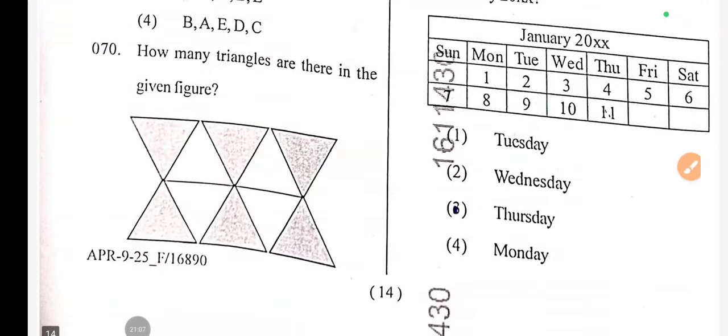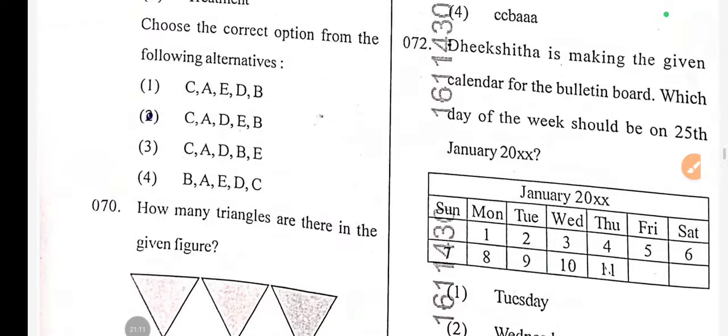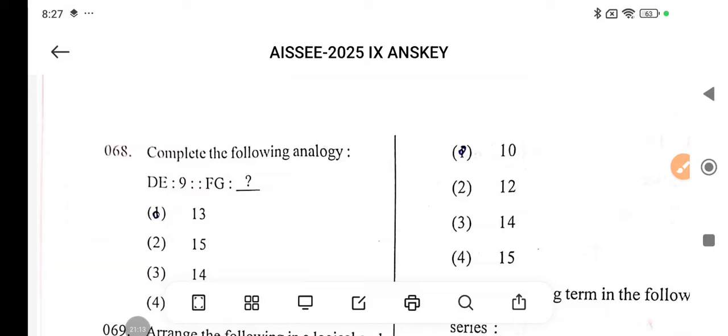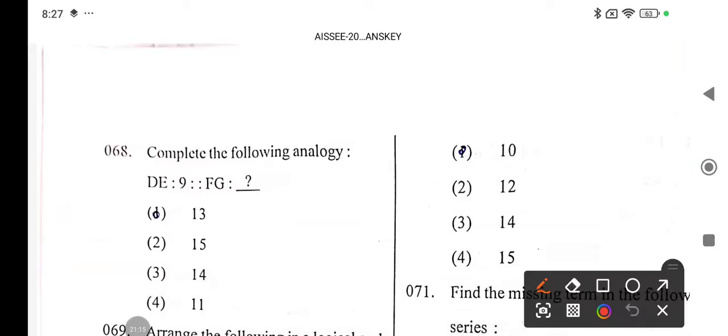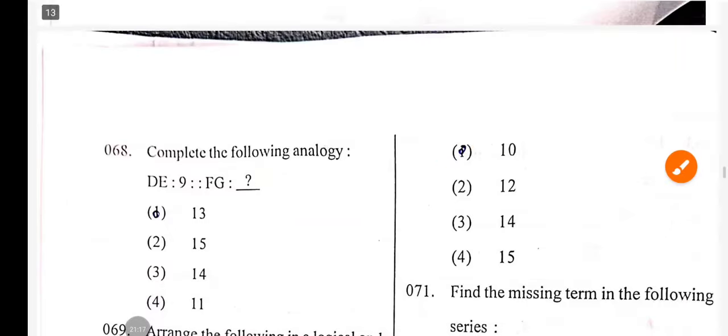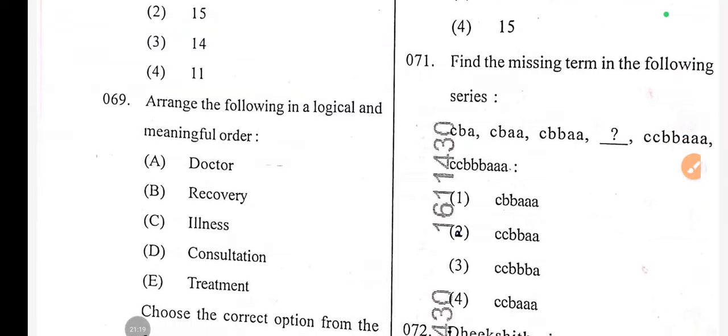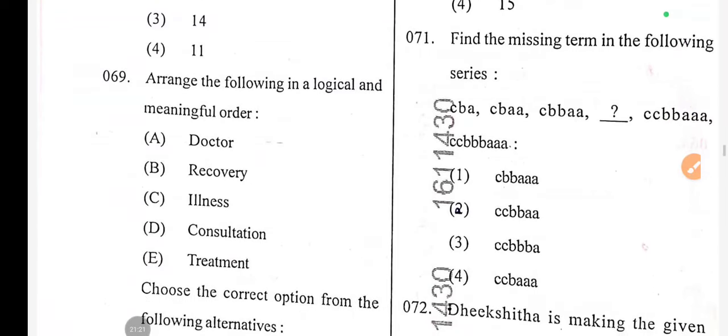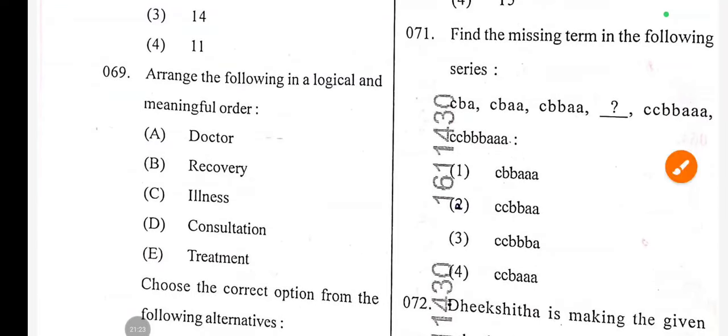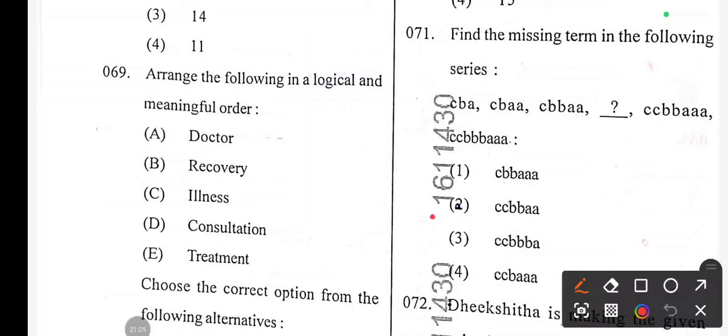Question number 70. How many triangles are there in the given figure? Answer option A, 10. Question number 71. Find the missing term in the following series. Answer option B, CCBBAA.